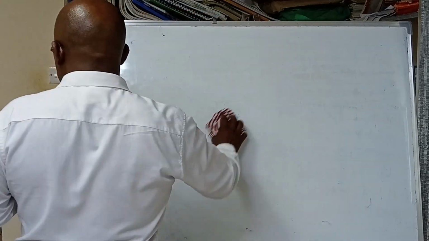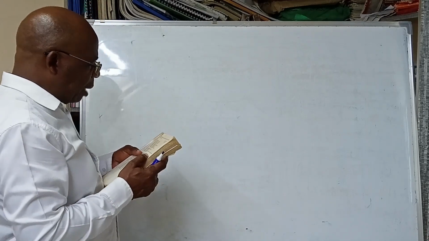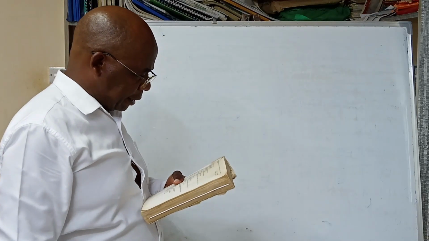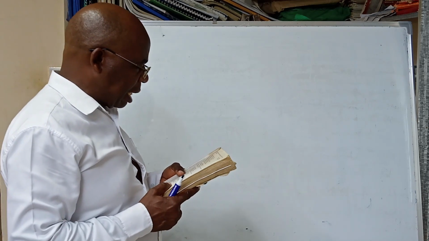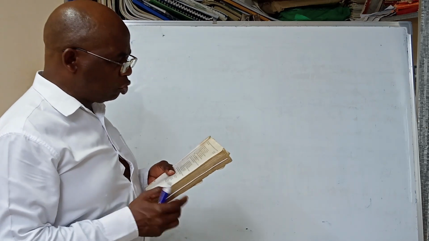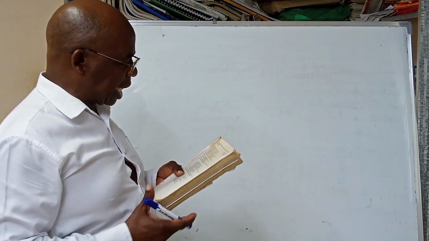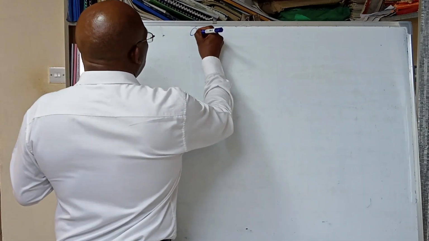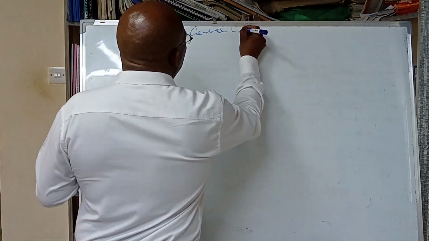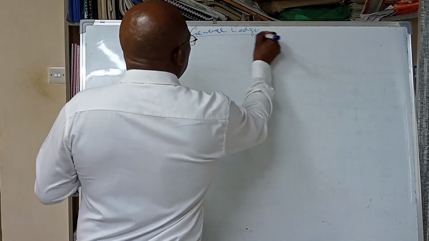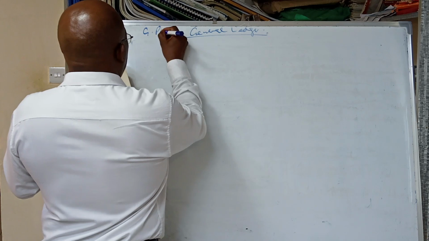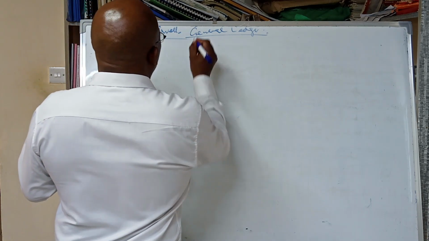Now, we are told, write up the assets and liabilities and capital accounts to record the following transactions in the books of G. Powell. So we record them in the general ledger of G. Powell.